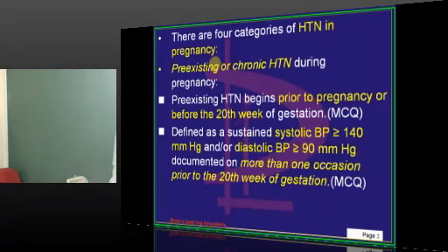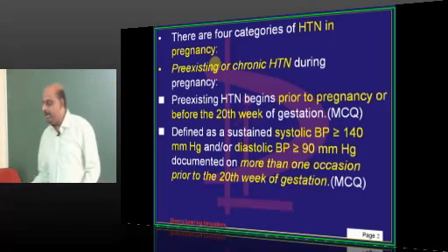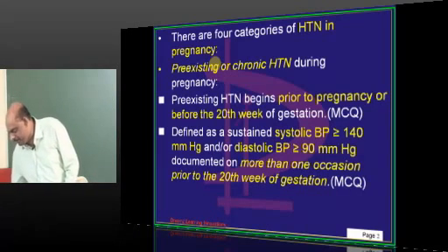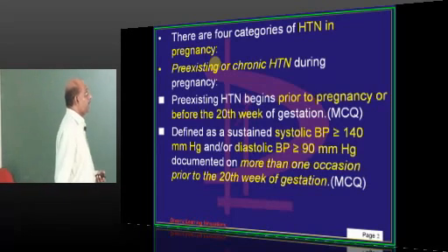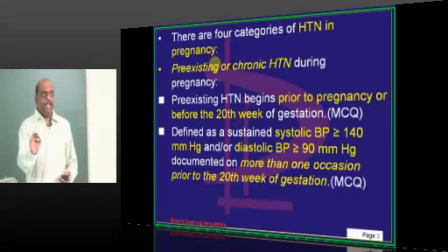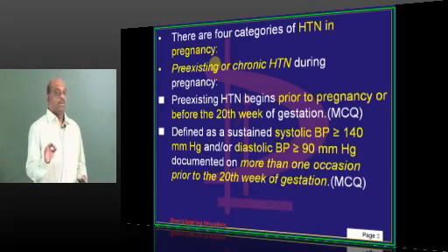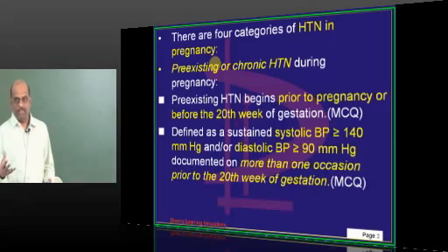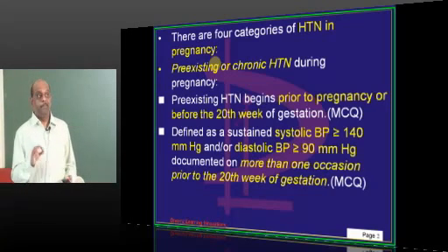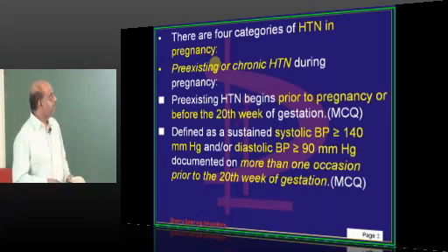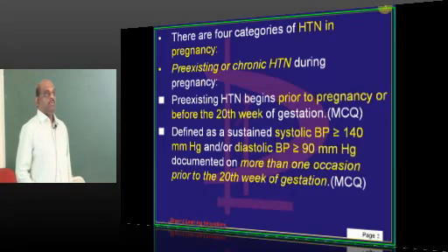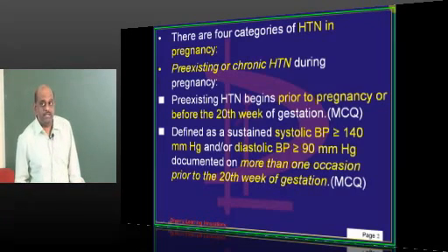But mainly we discuss in the form of four main headings which you need to be very sure about. Pre-existing or a chronic hypertensive who became pregnant, and how are we going to manage? Pre-existing hypertension. When do you consider this as a diagnosis?